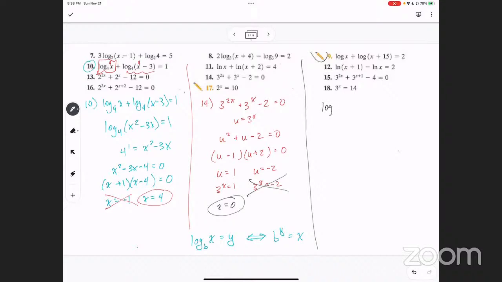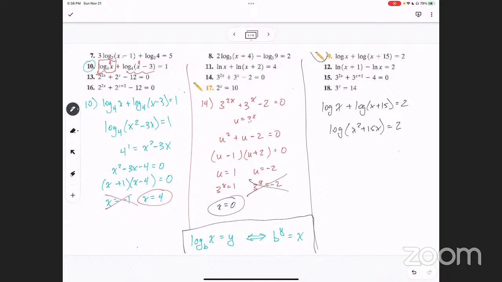Okay, so 9. Tell me what to do first. First, you would, oh, it's not the change of base. You can multiply it out. So it'd be log of x squared plus 15x equals 2. And then that would basically be log of 10.